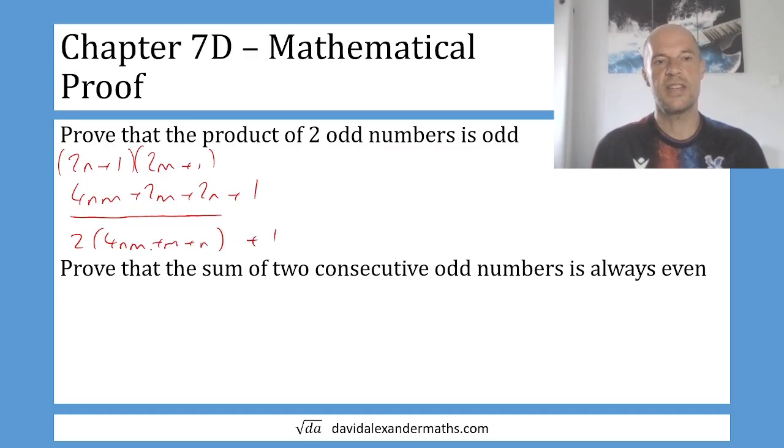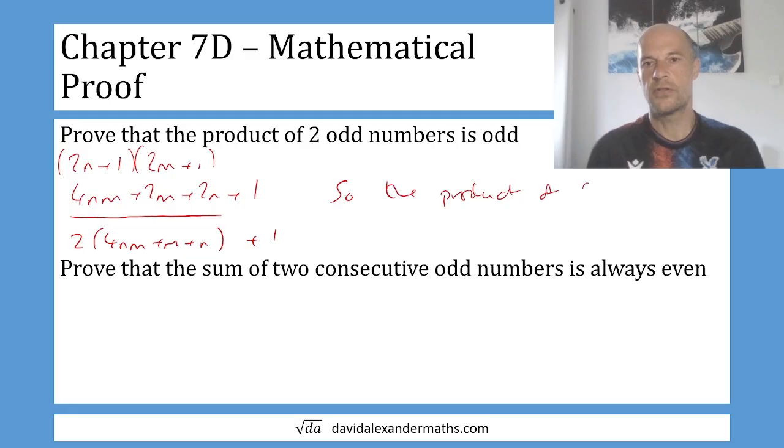So we know that this is even because 2 lots of an integer times an integer plus an integer plus an integer will be an integer, and when I multiply that by 2 it will be even, but then when I add 1 to an even, it is odd. So therefore we can say the product of two odd numbers is odd.